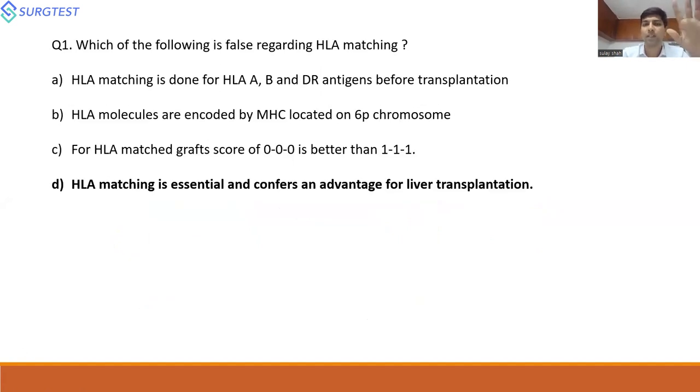The important thing is, a lot of times they ask in MCQs whether it is the short arm of the chromosome or the long arm of the chromosome. So it is the short arm, 6p. P means the short arm.